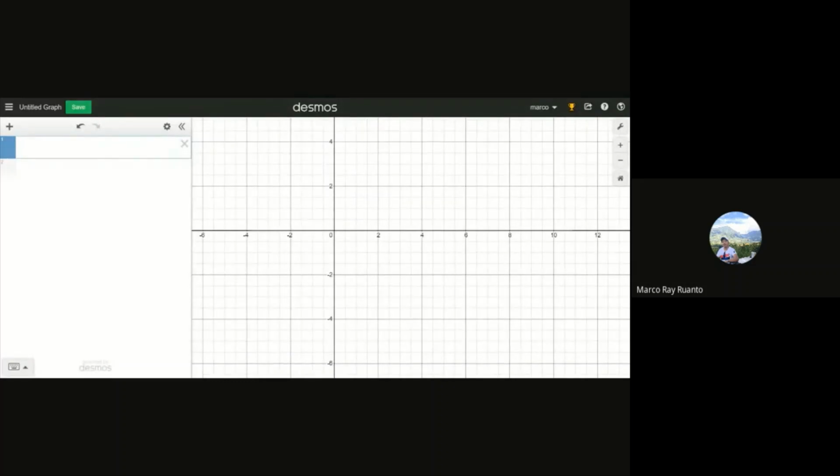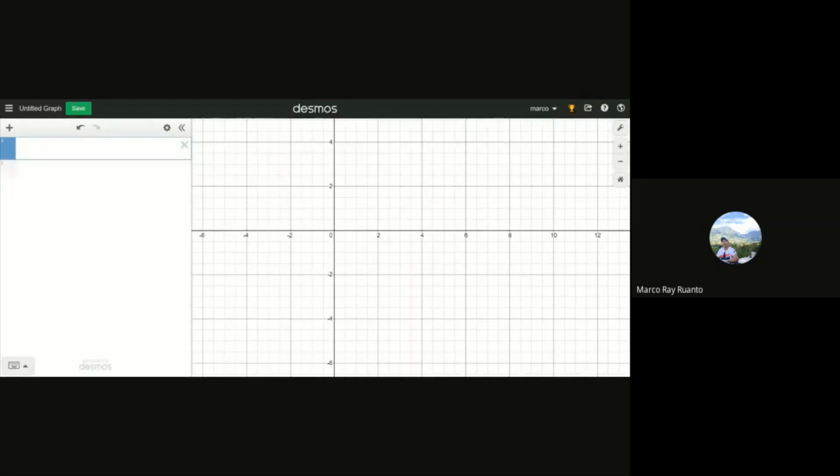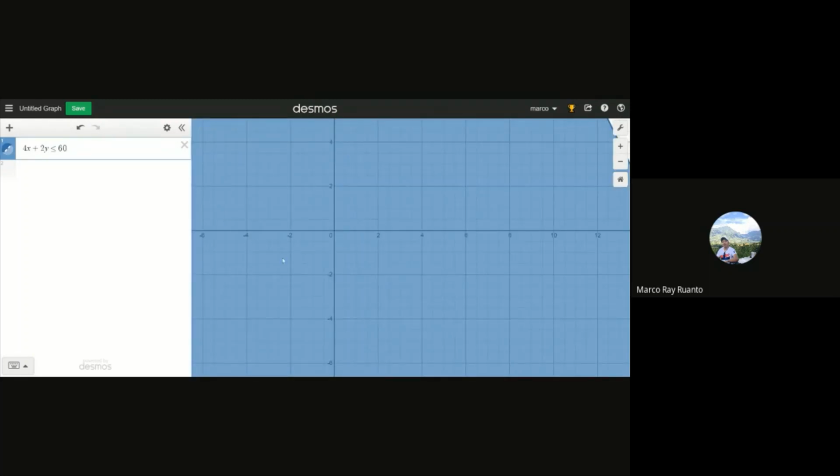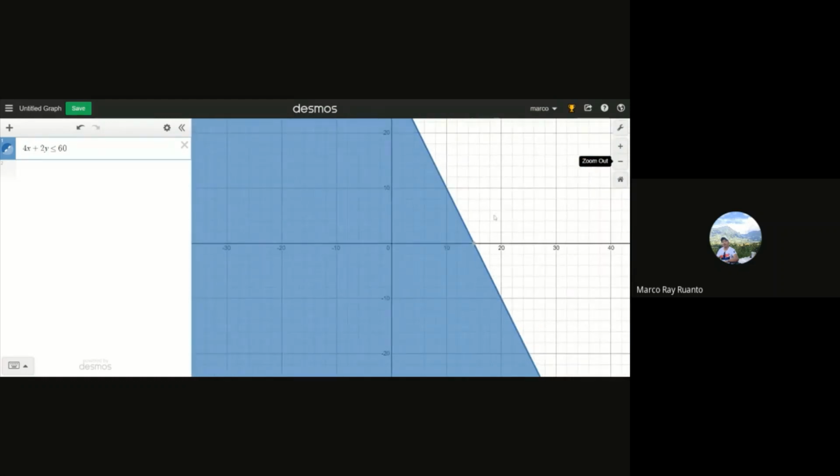So the first constraint that we have, we will just make use of Desmos so that it is easy to graph our constraints. The first constraint is 4x plus 2y less than or equal to 60. So that is the graph.